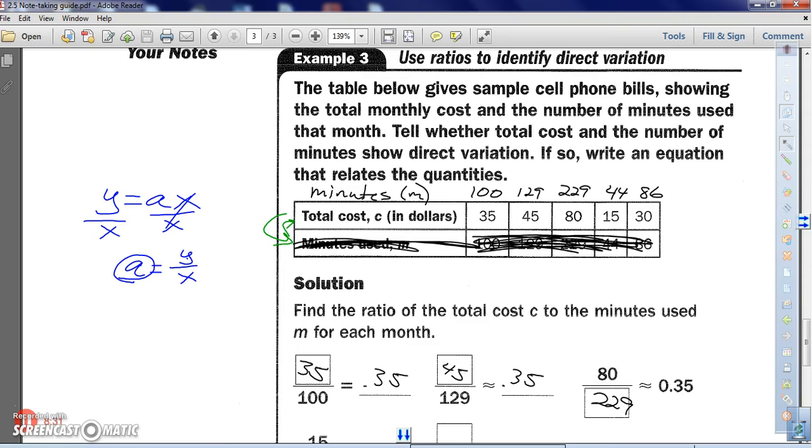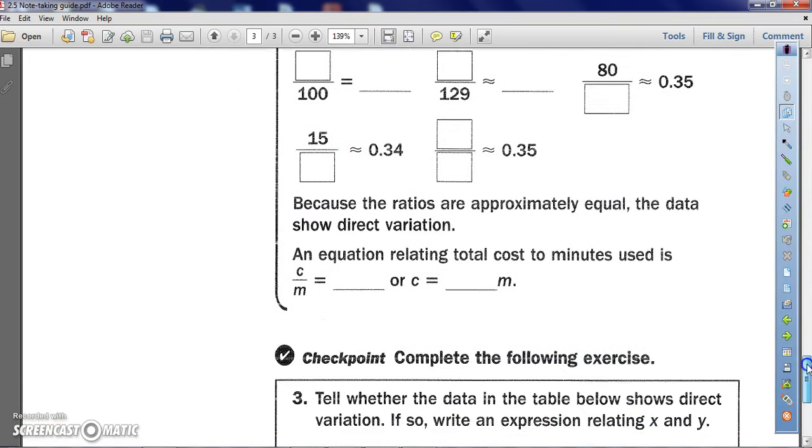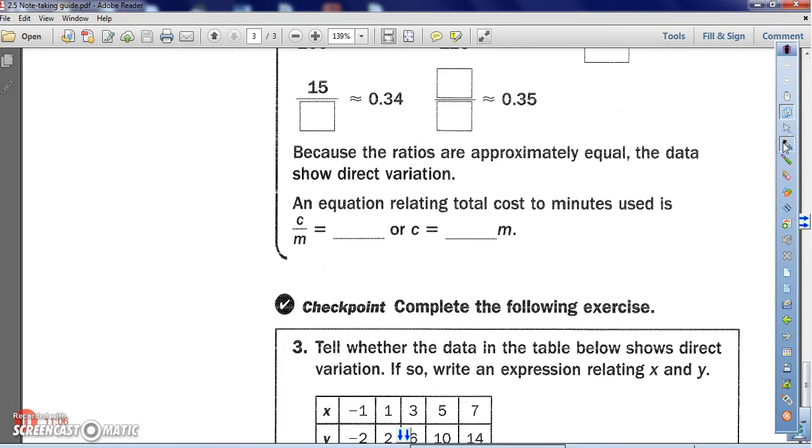Since I get the same answer every time I go y divided by x, I could say that this table shows a direct variation. And so, as I come down here then, the c divided by the m was always 0.35. So that means if I write this out as a direct variation, c would equal 0.35 times m. So that would be the equation for this problem. So again, the constant there can be found by dividing the y by the x. And then once you find that constant, that's the a in the problem, so you can just plug it in to write your equation. And that concludes section 2.5.